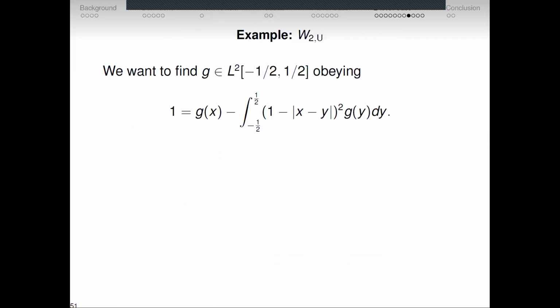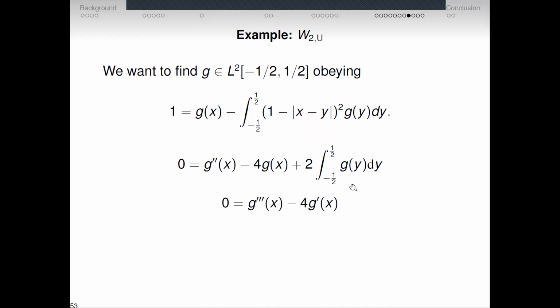In particular, just as an example, for the unitary group, we want to find g that obeys this particular integral equation. Again, you have this quadratic polynomial term. When you differentiate twice, you get this nice differential integral equation, and you differentiate 3 times because this integral part is just constant with respect to x. What you eventually get is this nice linear homogeneous ordinary differential equation. And we all know how to solve this, right? The solutions end up being just trigonometric polynomials.